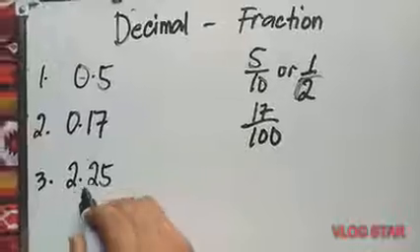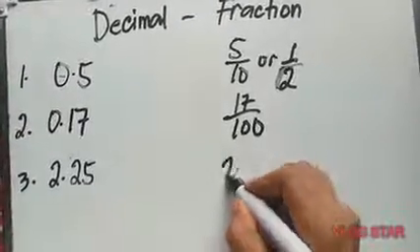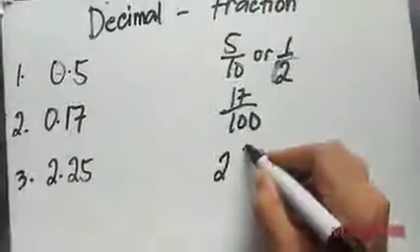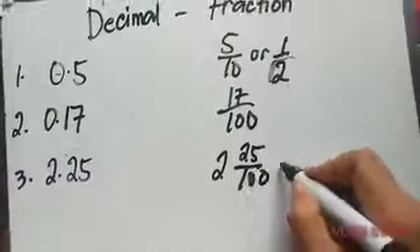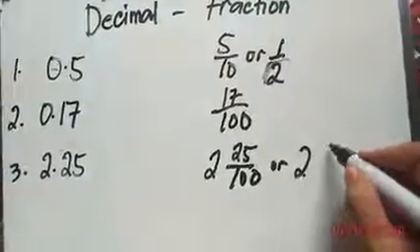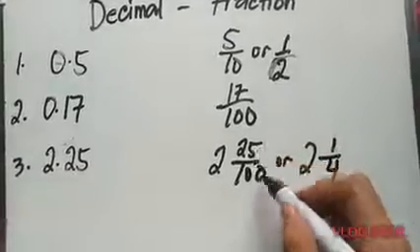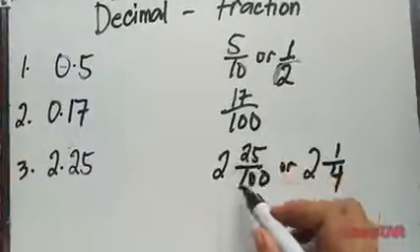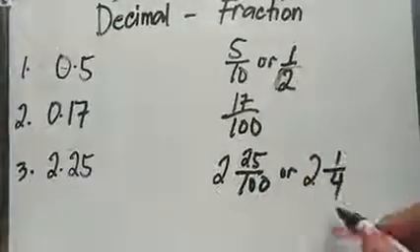Next is 2.25. We can write this as 2 and 25 hundredths, or we can rewrite it as 2 and 1/4, because we simplified 25 hundredths, that's why we get 1/4.